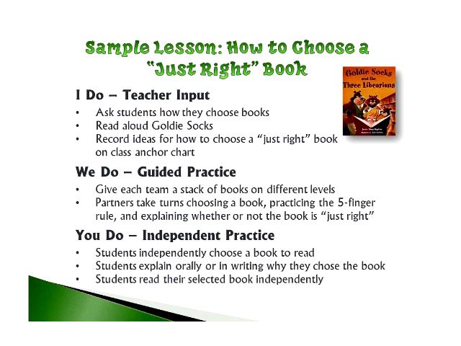Then for the "we do" part, the guided practice, you might give each team a stack of books that has a variety of different types of books and different levels, and then have students work with a partner, taking a book from the stack and using the 5-finger rule and explaining whether or not the book is just right. And then the independent part would be that students independently choose a book to read, and they explain either orally or in writing why they chose the book, and then they read their selected book independently.